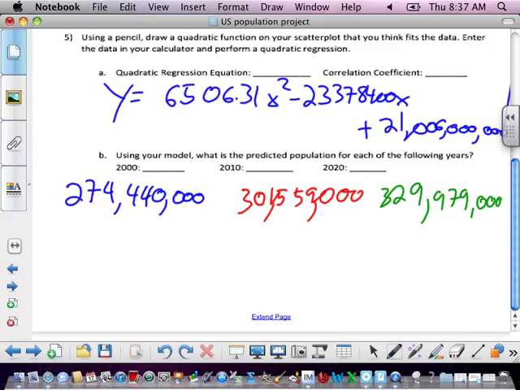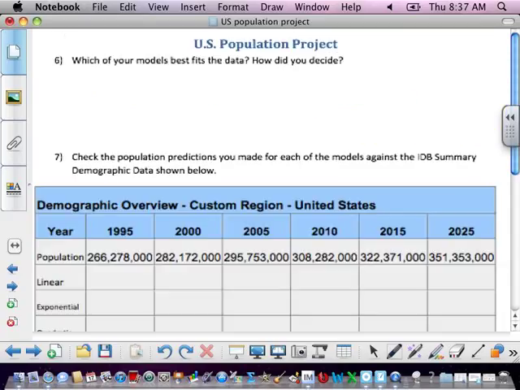All right. Next, ladies and gentlemen, which one do you think was the closest to the actual numbers? Do you think it was linear, exponential, or quadratic? So I put down quadratic. And when you look at it, I think it's because it crosses through the most points. If you look at it in your calculator.